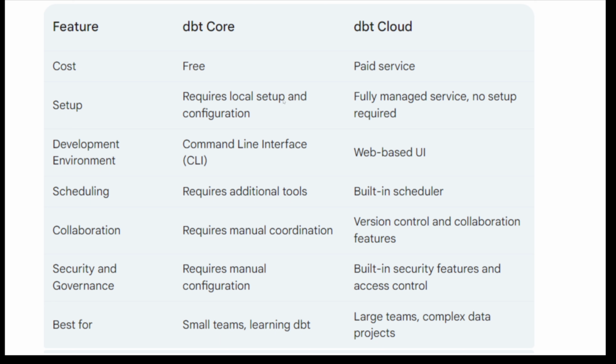One requires local setup, while the other is a fully managed service where no setup is required. One uses a command line interface, whereas the other uses a web-based UI. The local one requires additional setup for a built-in scheduler, and for collaboration you do the manual setup, but for DBT Cloud, it is already there for you. DBT Cloud is best for small teams and people learning DBT. I feel DBT Cloud is also good for learning because the setup is easy, which also makes it easy for you to learn. But if you have internet issues, then you could do everything locally too.